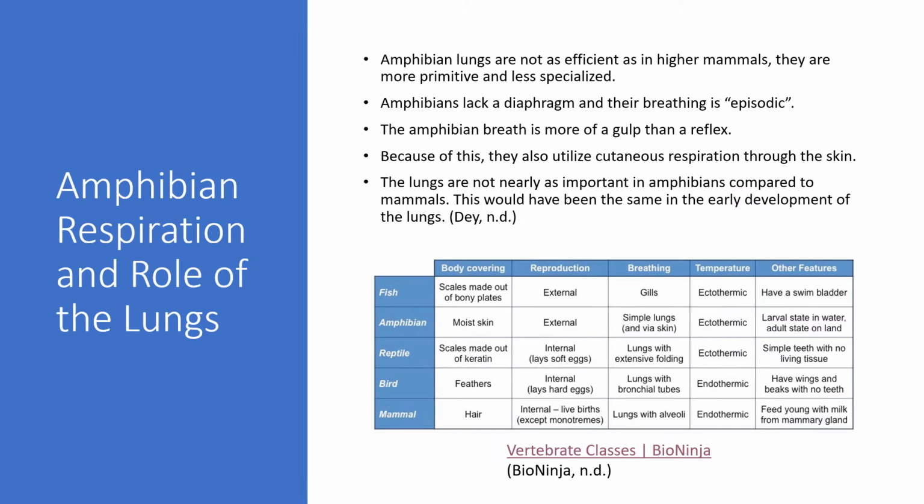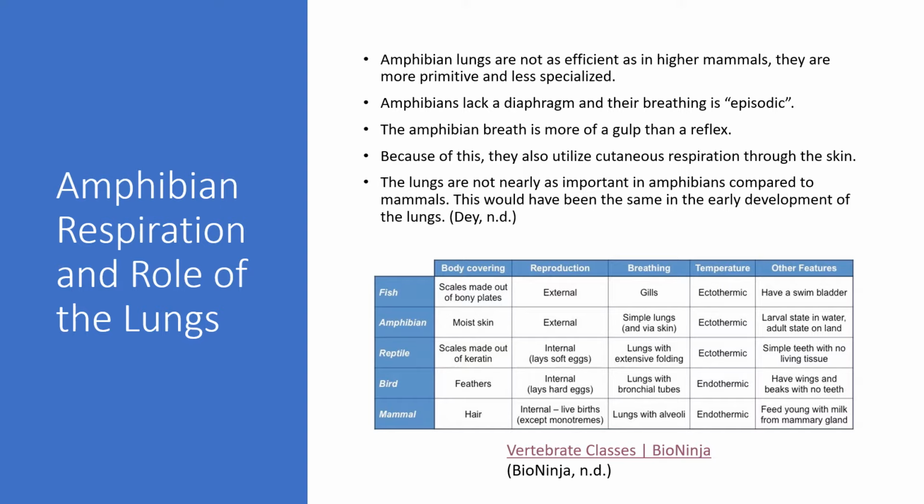Amphibian respiration and the role of lungs. So amphibian lungs are not as efficient or as good as higher mammals' lungs. They are more primitive and less specialized. So amphibians lack a diaphragm, which is the muscle that contracts for us to breathe, in mammals and other higher animals. And their breathing is not constant, it's episodic, so it's only used sometimes. So the amphibian breath is more of a gulp than a reflex.